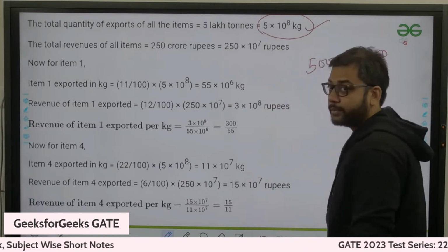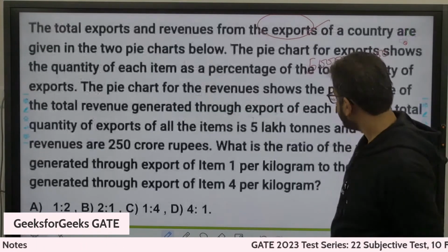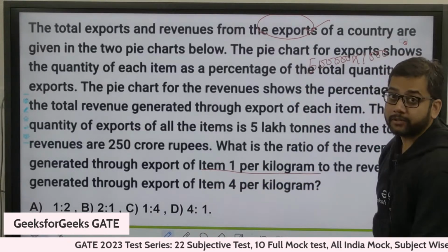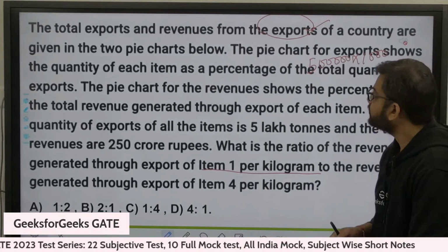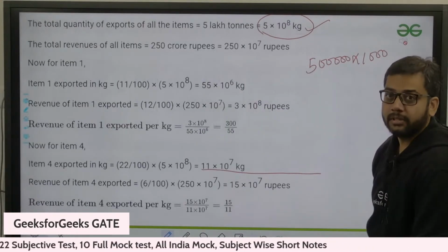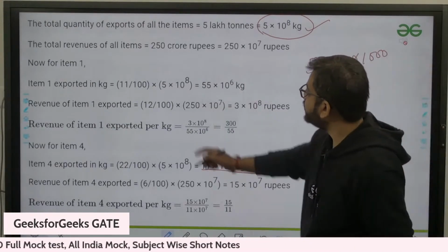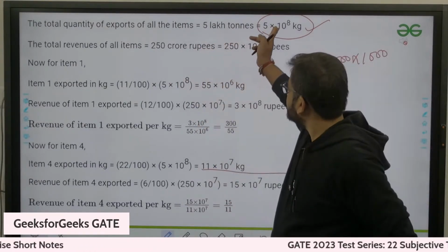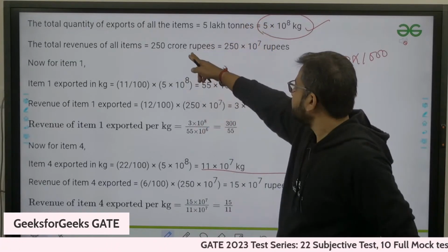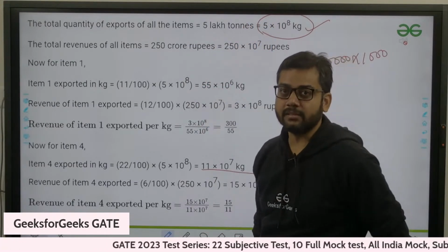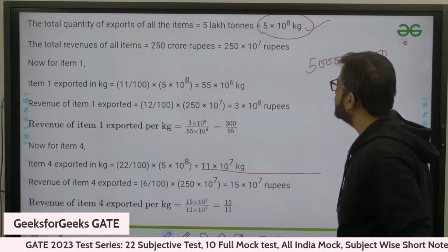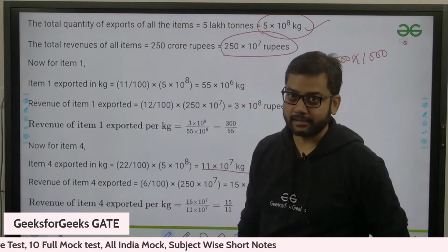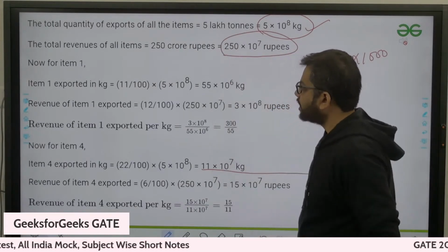Why did I put it in this format? The reason is that we have to find out the revenue generated through the export of 1 kilogram, so we need the value in the format of kilogram. That's why I have converted it to kilogram. Again, revenue is 250 crore rupees, which we have to convert into rupees, not crore rupees. So this is basically 250 into 10 to the power 7 rupees.